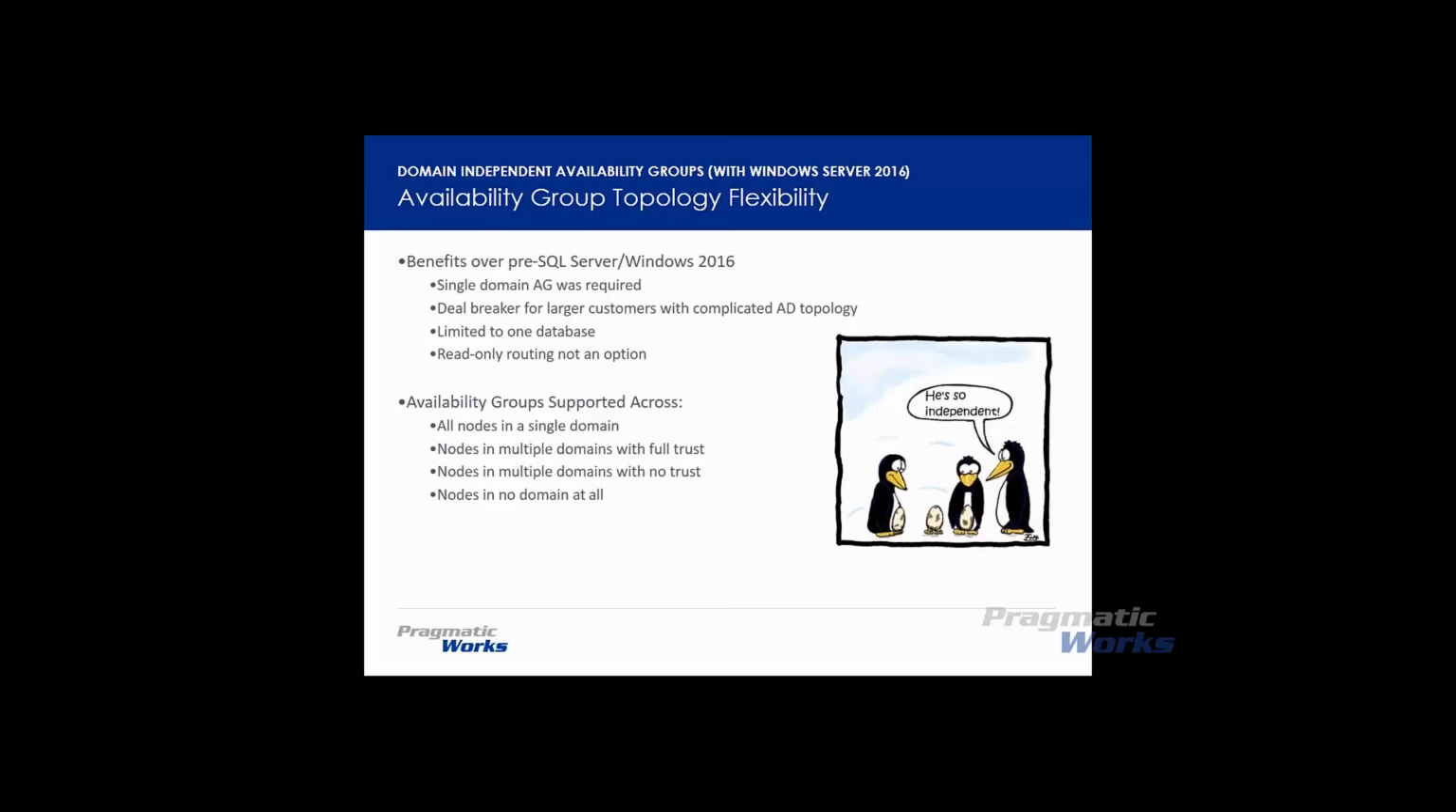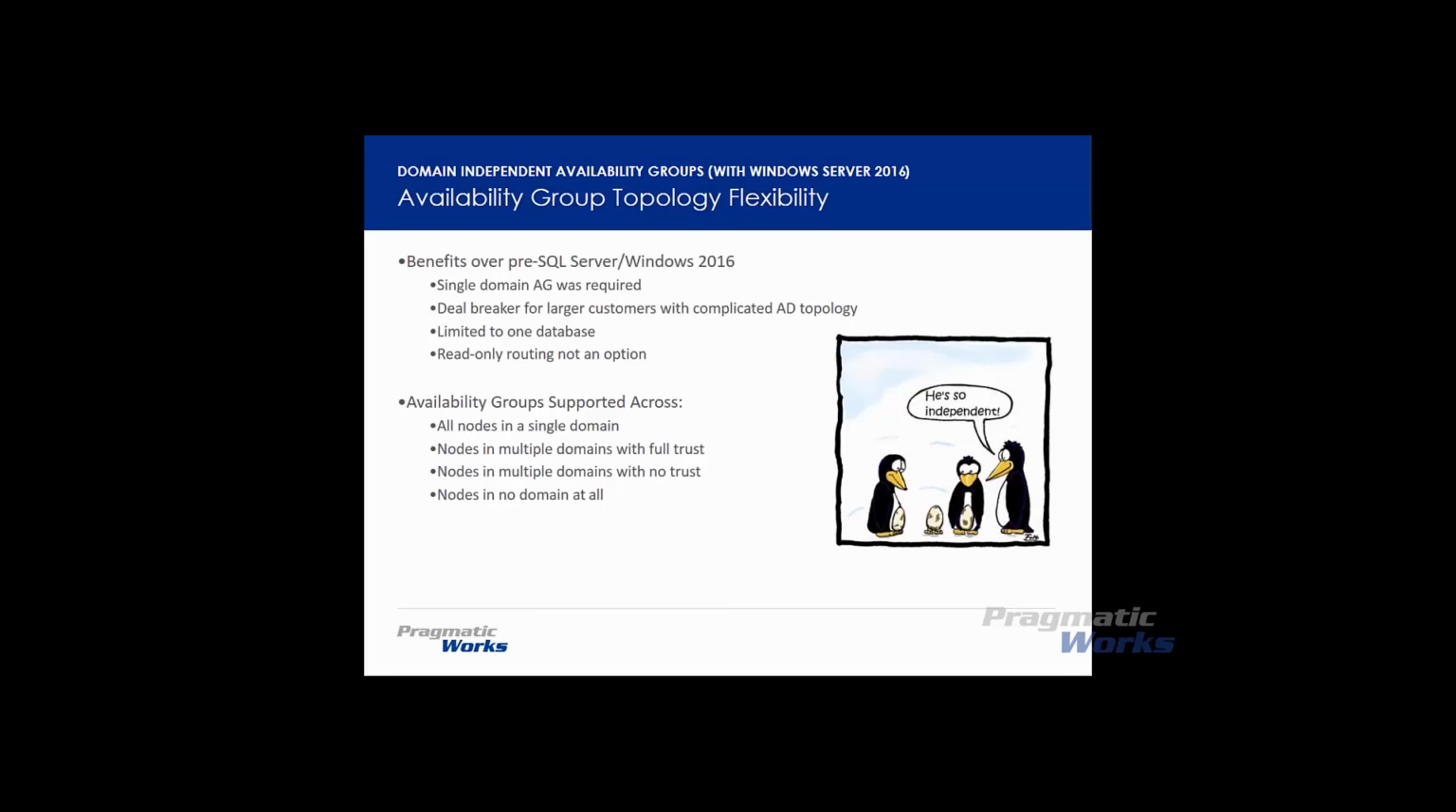And so, like I said, for large or even not so large companies that are acquiring a lot of people or folding in a lot of new clients or something like that, single domain was a deal breaker, like the bullet point says there. If you had a complicated AD topology, AlwaysOn was not the answer for you because you couldn't do it. And so this is exciting for those folks. There are basically 4 different ways that it's supported, and go ahead and disregard the 2 bullet points about database and read-only routing. It's not the case.